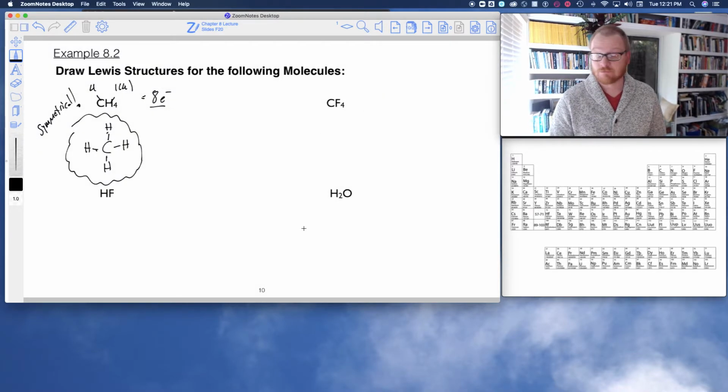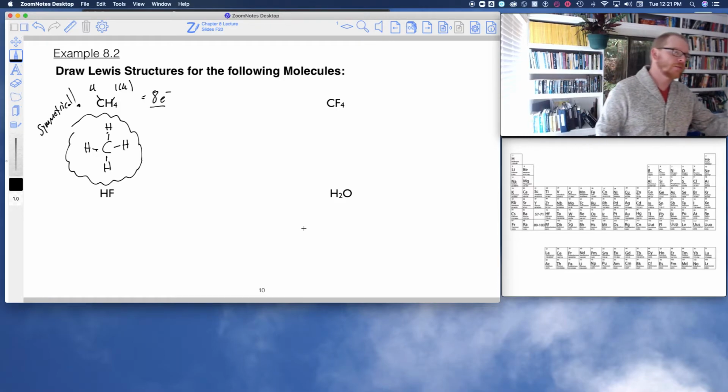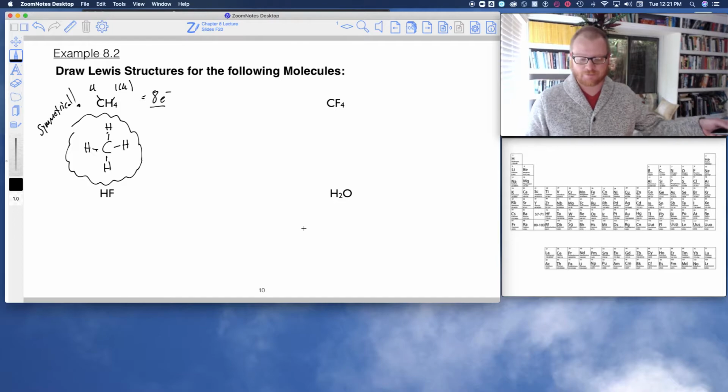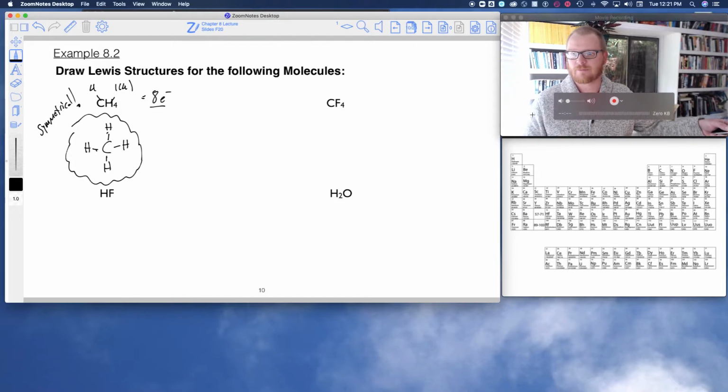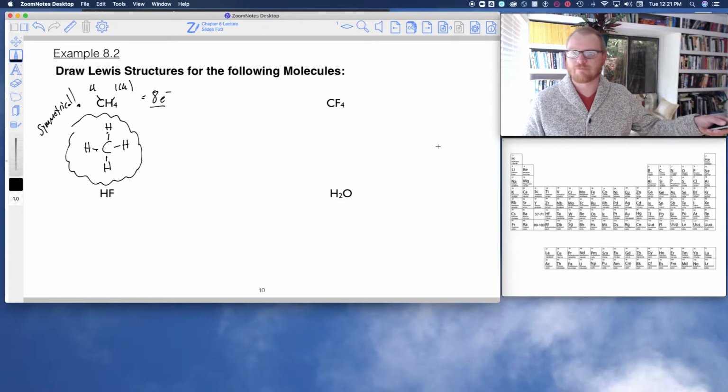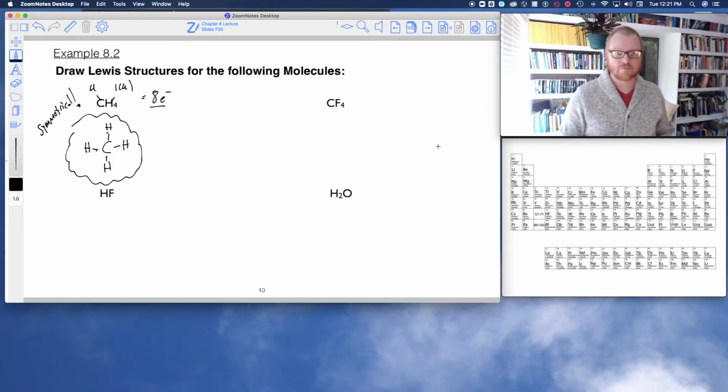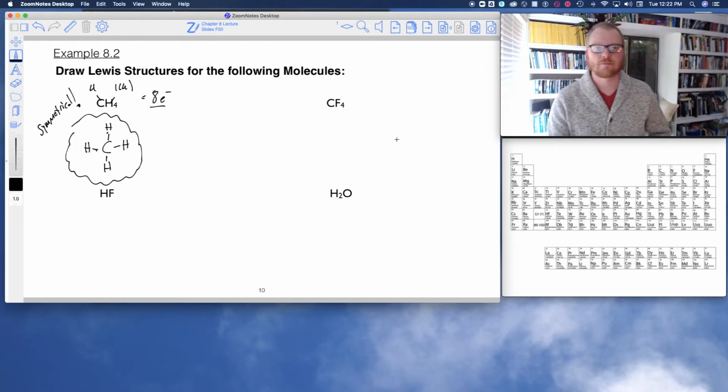Okay, so now let's do the other ones. I'm going to bring the tunage back on. I'm going to turn it down just a little bit. Okay, let's do it. Okay, let's work on CF4.